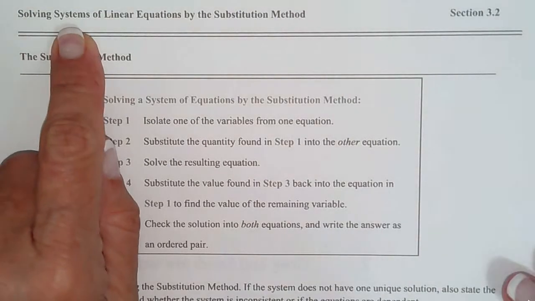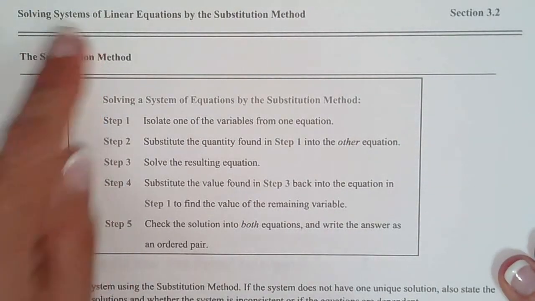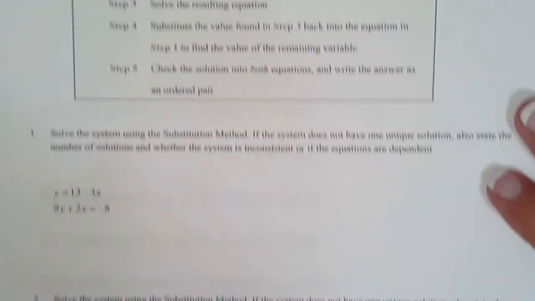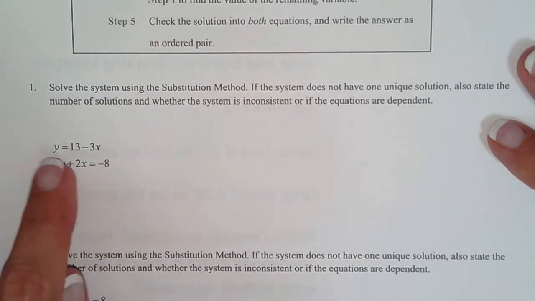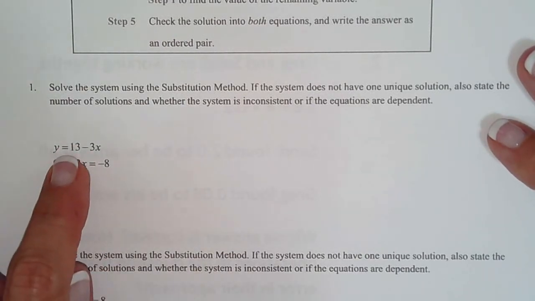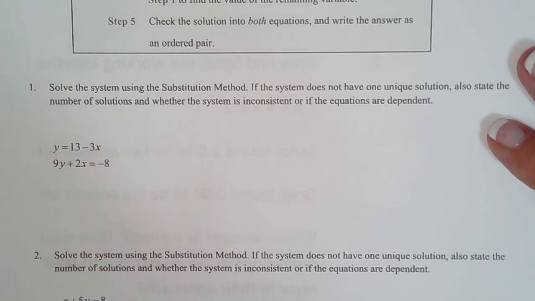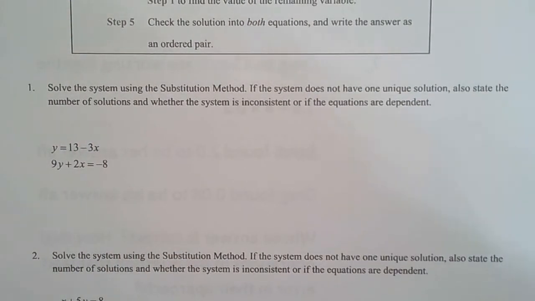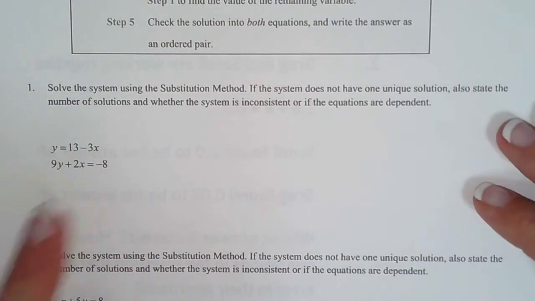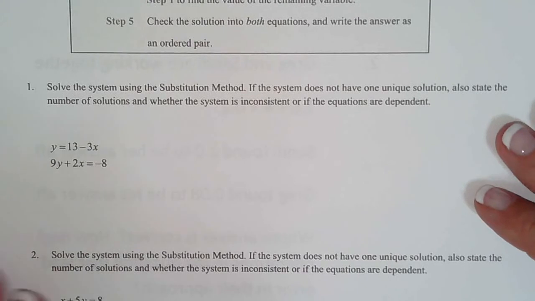So a system of linear equations means two or more linear equations. You can see here we have two. This one's already in the form y equals mx plus b. This one's not, which they don't both have to be. But you can see that there's no exponents. Because there are no exponents, we call those linear equations.